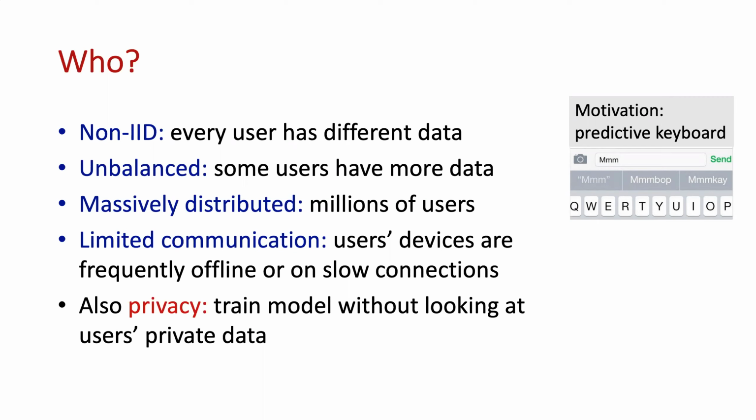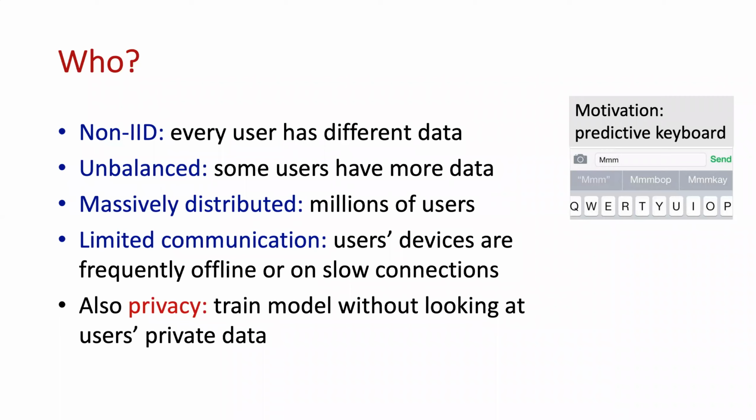The data is unbalanced, so some users have way more data than others, because some people text more, some people take way more messages. It's massively distributed, so potentially federated learning, which is one reason it's so attractive to Google, is intended to scale to millions of participants. And then there are additional requirements: you want to limit communications because devices are frequently offline or on slow connections. And of course, privacy.